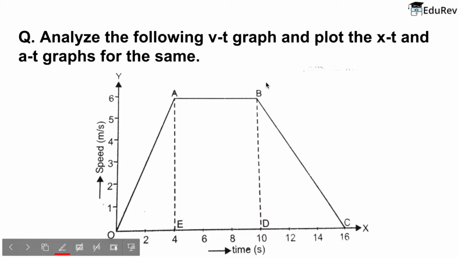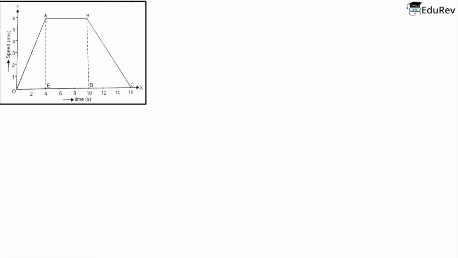So let's start. We have a question which states, analyze the following VT graph and plot the XT and the AT graphs for the same. First, pause this video for a few minutes and try to think of the solution on your own. Okay, so let's solve this now.